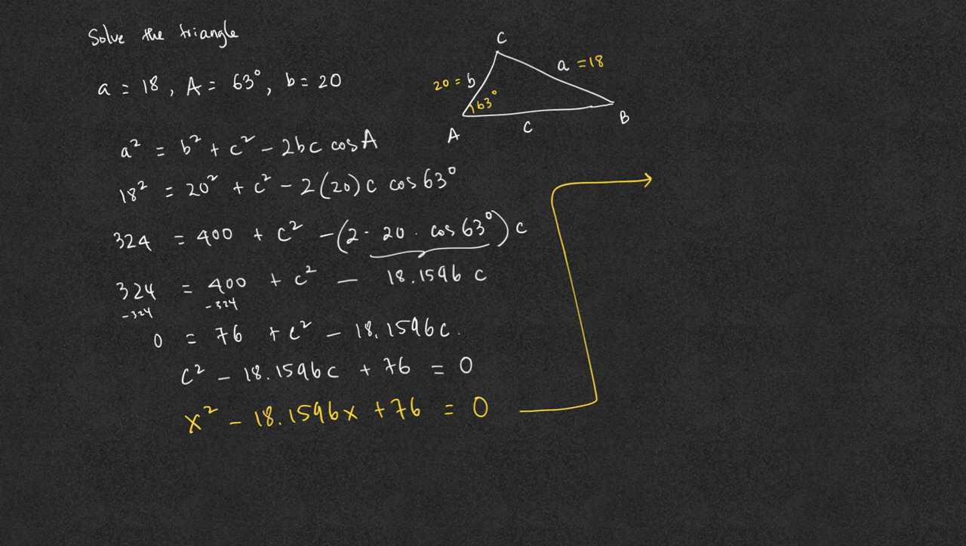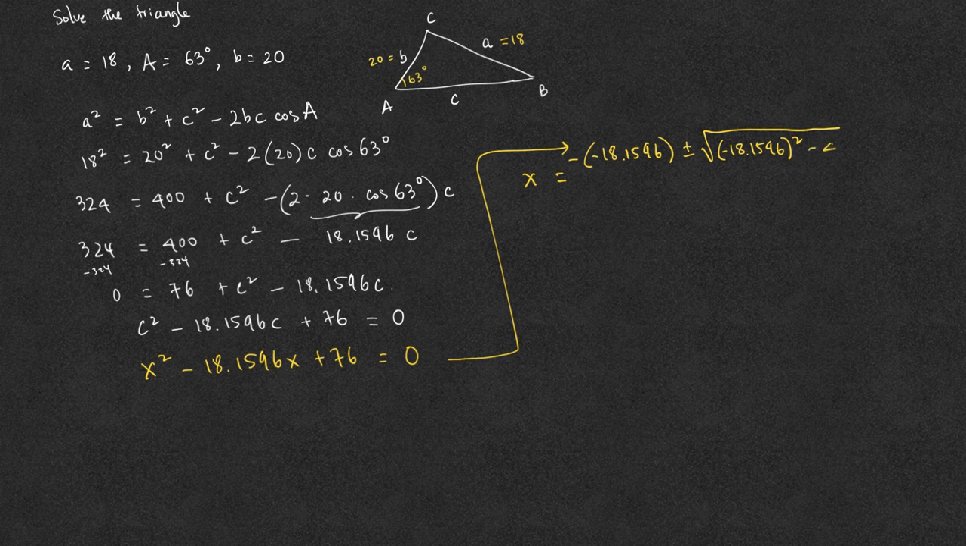The quadratic formula states that the solution x equals negative b, where b is negative 18.1596, plus or minus the square root of the discriminant. The discriminant is negative 18.1596 squared minus 4 times a times c, over 2a. A, b, and c in the quadratic formula are the coefficients of the quadratic equation. C in the quadratic formula is not the length c we're looking for.